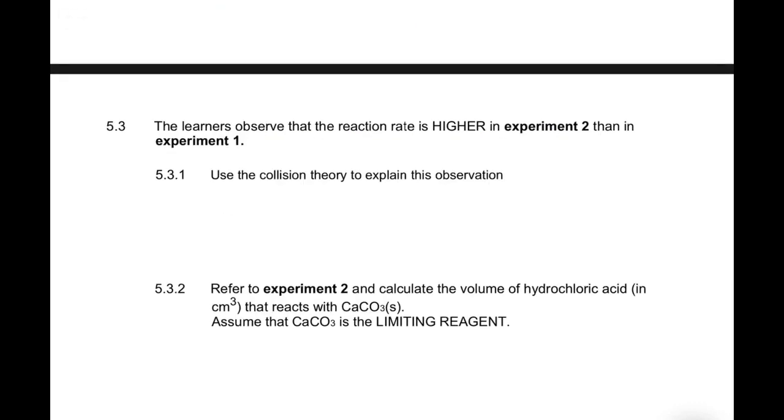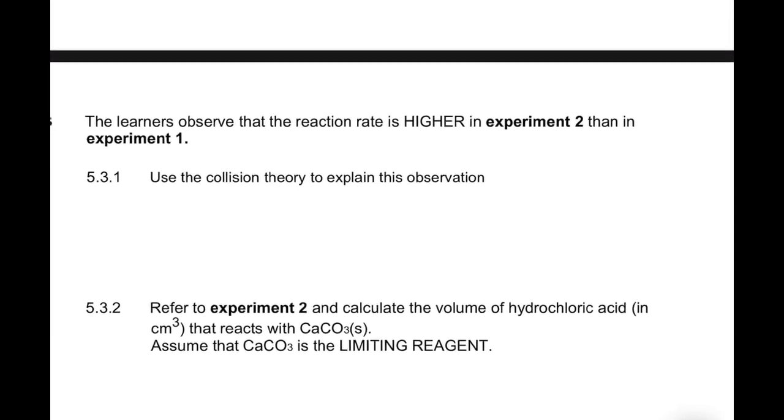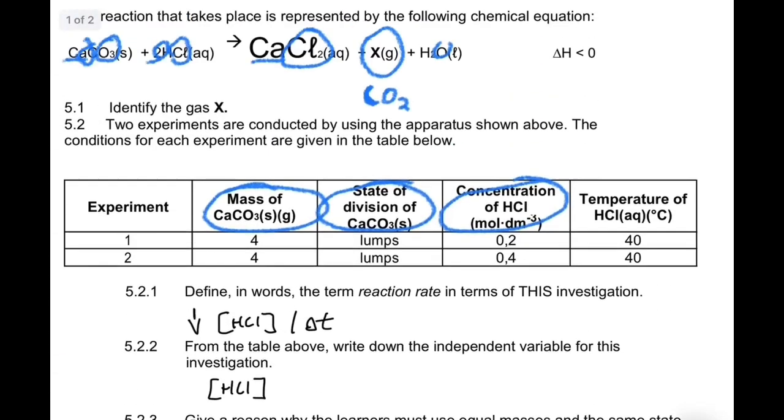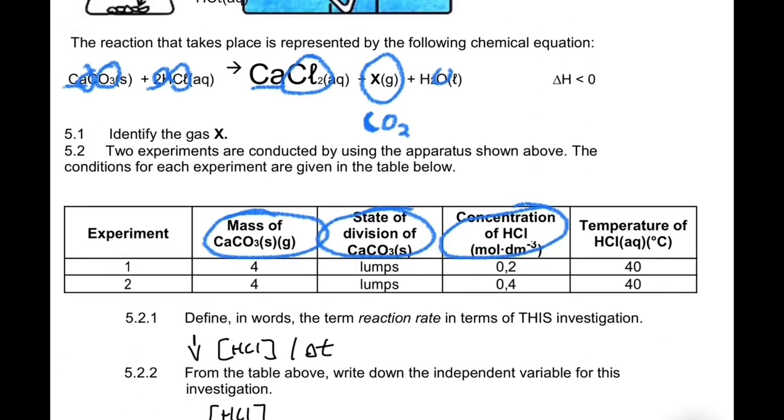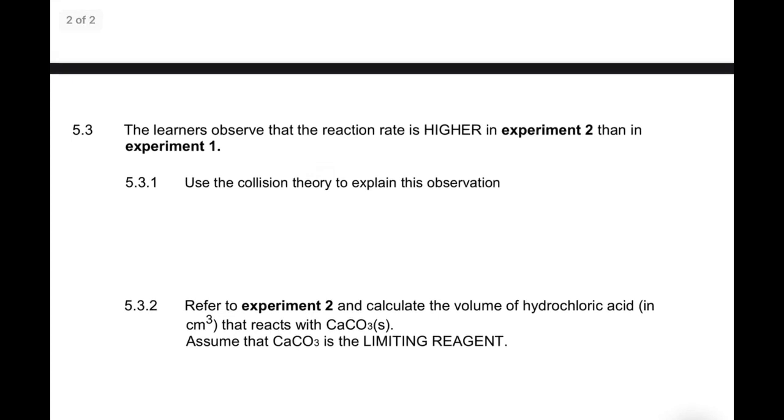5.3 is saying the learners observe that the reaction rate is higher in experiment 2 than in experiment 1. Let's go back to our table again. Experiment 2, we have 0.4 mole per decimeter cube as the concentration of HCl, right, compared to 0.2 in experiment 1. We use the collision theory to explain this observation. So we've increased the concentration, right, and it turns out that the reaction rate increases.